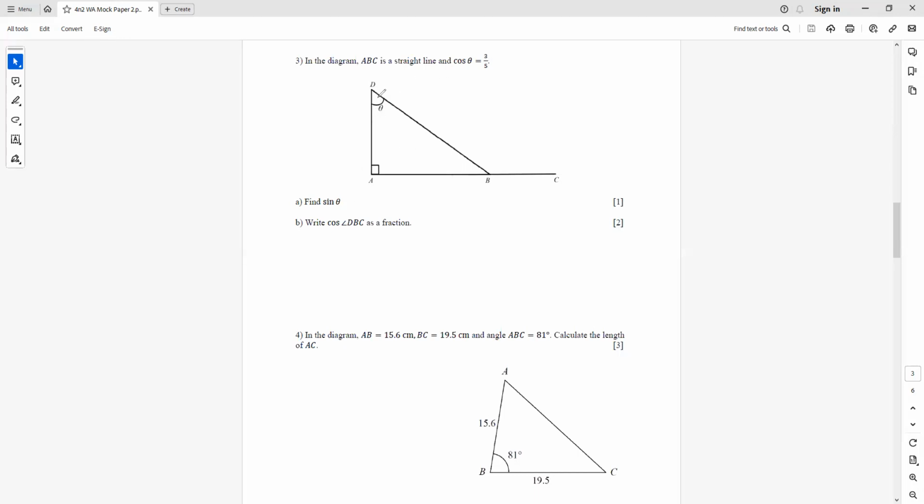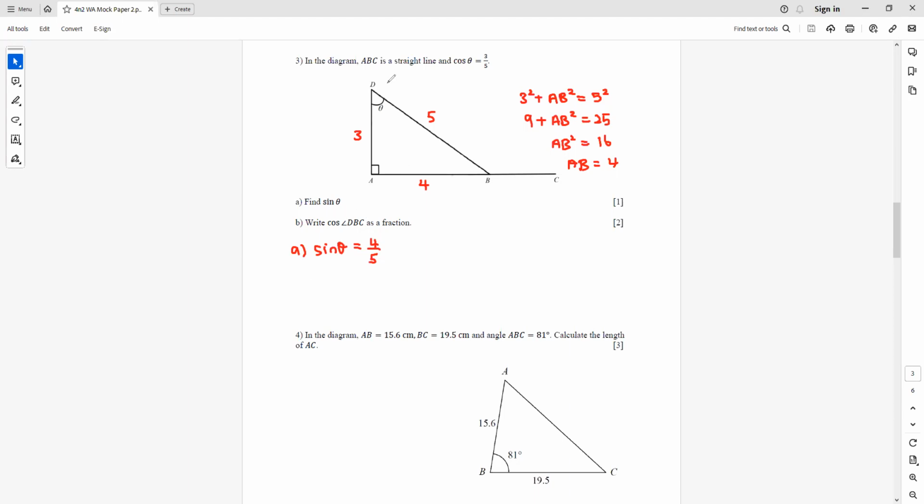So cosine theta is, this is my theta, right? So adjacent over hypotenuse. This is the adjacent, the hypotenuse. Okay, how to find AB? Pythagoras. So 3 squared plus AB squared equals 5 squared. So 9 plus AB squared equals 25. AB squared equals 25 minus 9, which is 16. So AB equals 4. Okay, so I found AB is 4. So how to find sine theta? Sine theta is just opposite over hypotenuse. 4 over 5.